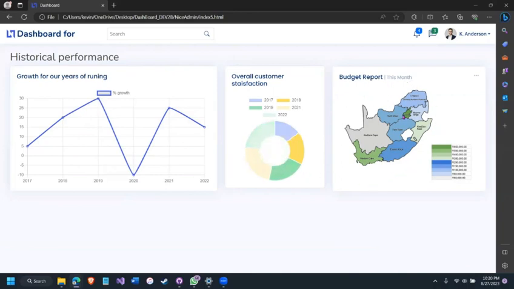And then we also have a budget report, which is the revenue generated. So you can see that the darkest green is 650,000. You can see that's Gauteng, and then it gets lighter and turns to blue the lower the amount, and so forth.